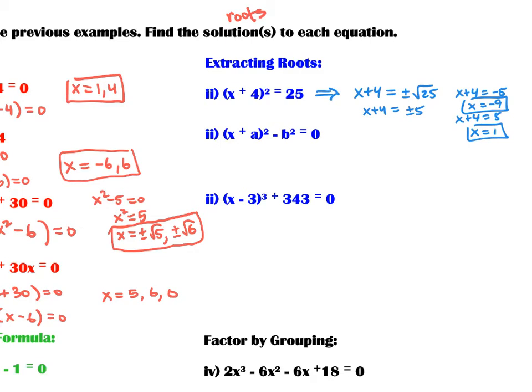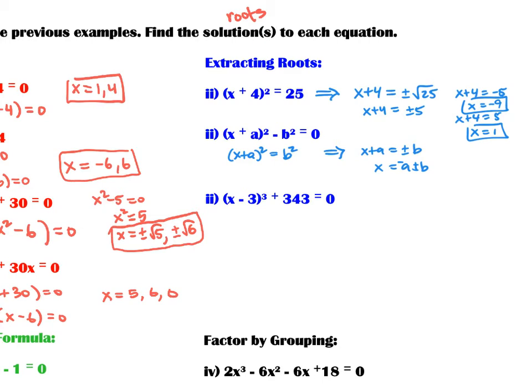Okay, the second one here is in a slightly different form, but can be adapted. It's just in a very abstract form. What we would get, if I took the square root of both sides, is that x plus a is equal to plus or minus b. Therefore, x equals negative a, plus or minus b.